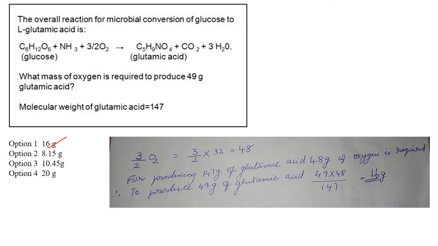They have given the equation. What mass of oxygen is required to produce 49 gram of glutamic acid? Molecular weight of glutamic acid is 147. So 3 by 2 O2 is 3 by 2 into 32, that is 48. For producing 147 gram of glutamic acid, you need 48 gram of oxygen. So to produce 49 grams of glutamic acid, you need 16 grams. Answer is option 1.